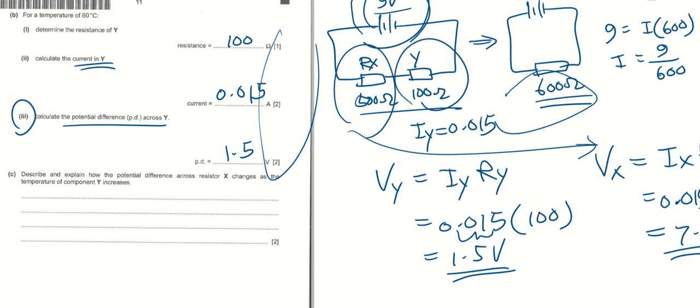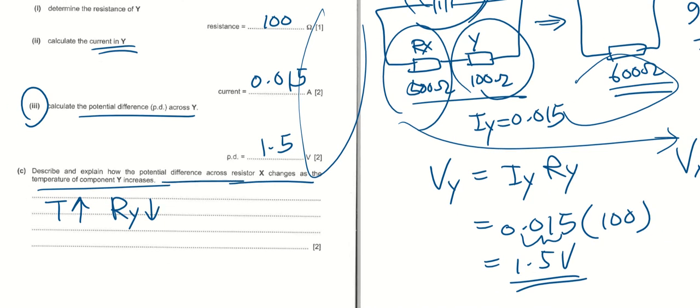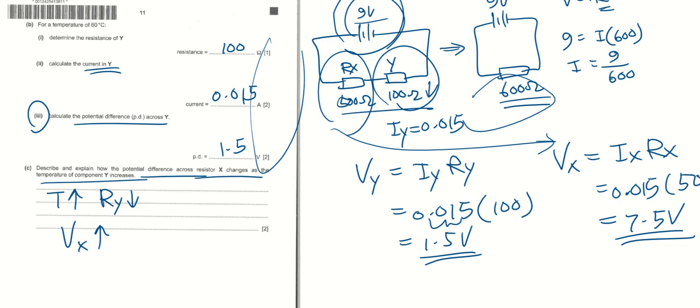Now, this one: explain how the potential difference across resistor X changes as the temperature of Y increases. Just now we saw that as temperature increases, the resistance of Y decreases. That means the potential difference across X, Vx, will increase, right? Because if my resistance gets lesser and lesser, then I will have a larger current flowing through, because the total current is affected by the total resistance. But my V is the same, V equals IR. So if this R decreases, my V is the same, my current that flows through will increase. That means if I have a fixed resistance of 500 multiplied by the current, I will get a larger V.